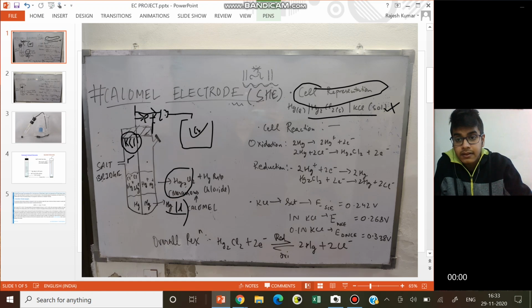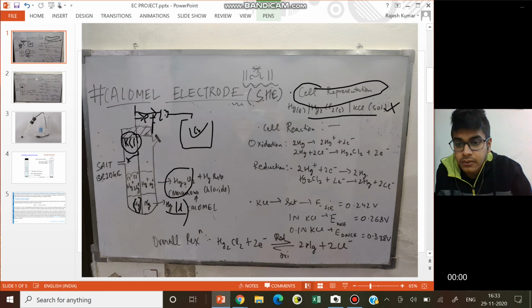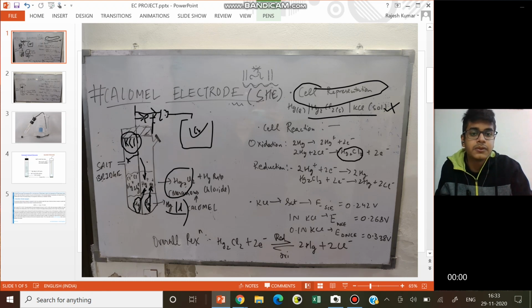Will K plus lose electrons? Of course not. Cl minus? No, it has no reducing property here. Hg plus? No, it's already in a stable state. So who will lose? This Hg will lose electrons to become Hg plus, and the Cl minus, which is a spectator ion, combines with it and forms Hg2Cl2 plus 2 electrons. This is the way to show this reaction: 2Hg gives Hg2 2+ plus 2 electrons, or if you want to show the spectator ions, that is Cl minus, we can show it like this.